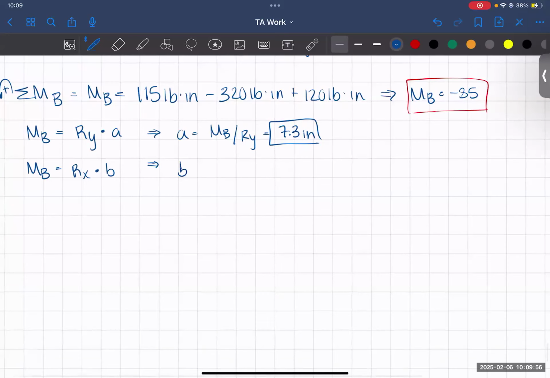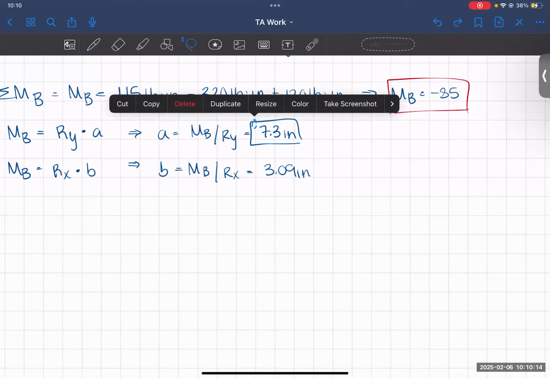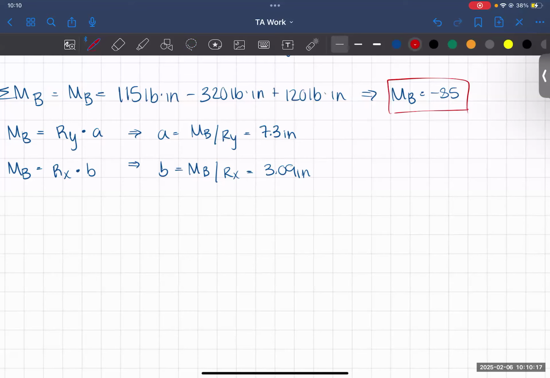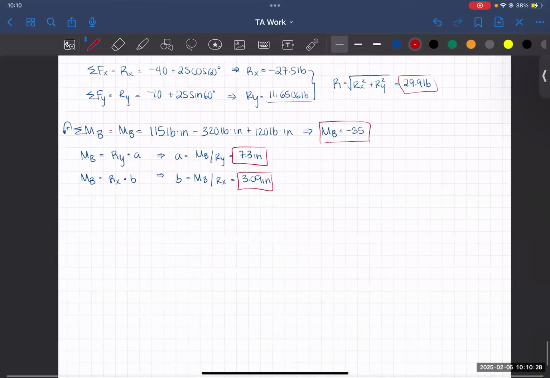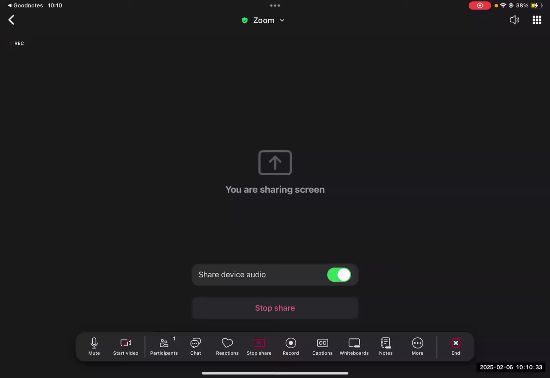And then for b, the moment MB divided by Rx. If we plug in the numbers, this will be 3.09 inches. Let's change the colors so it's more visible. So these are the two points where the line of action of the resultant intersects. Thank you guys for watching. That was problem 3, part 1 and 2.